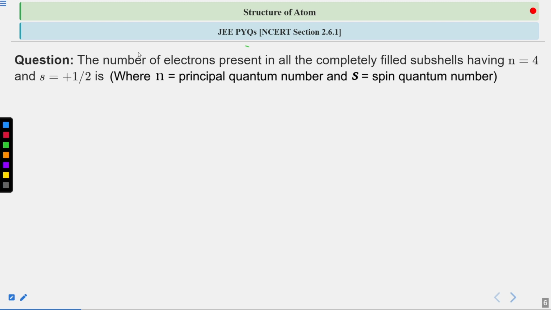Okay, so the question is asking that you have to tell the number of electrons which are present in all the completely filled subshells which is having n equals to 4 and s equals to plus half. So you have to count the electrons and then you can tell the answer. You got some time, try to solve it, and then we will see what is the correct answer.